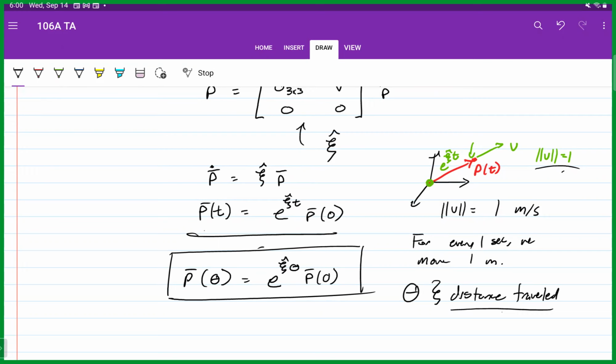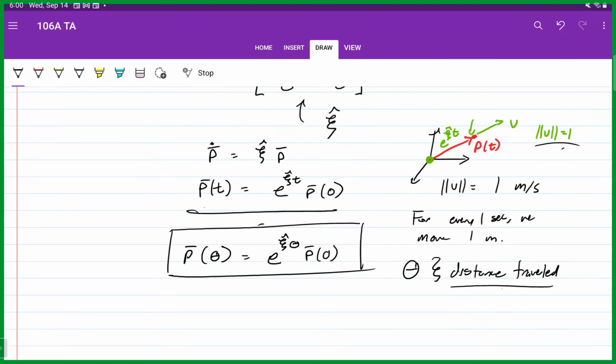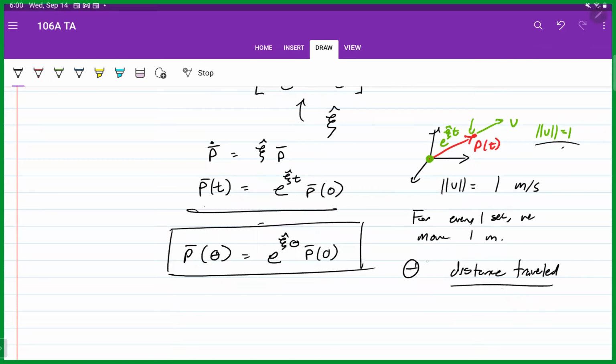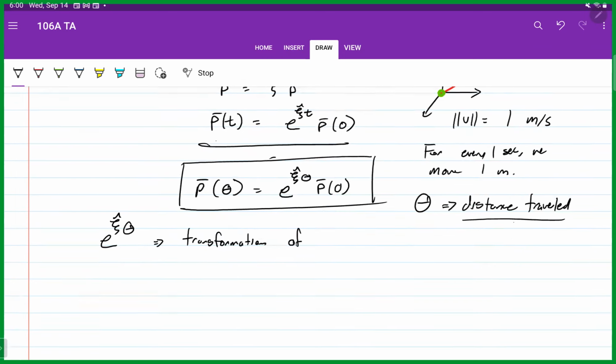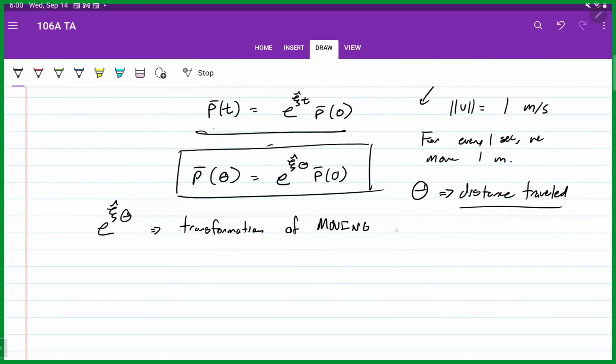Yes. Oh yeah, I'm sorry, that's a bracket. Let me just draw that with an arrow. Theta distance. So let me just clarify over here. So e to the xi hat theta is the transformation of moving distance theta in direction v. Okay. So all that v is doing is pointing us where we need to go, and all that theta is doing is just saying how far we're going along that direction.